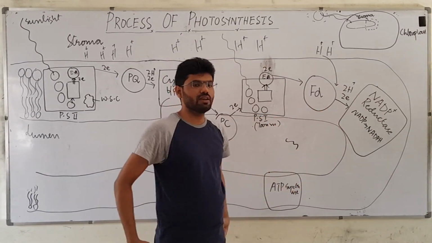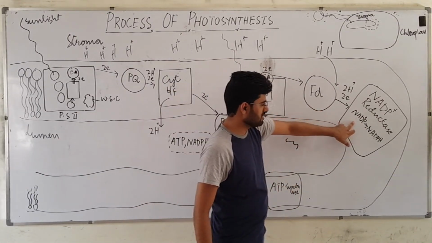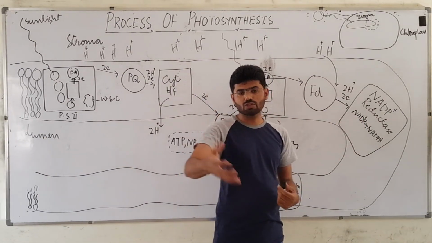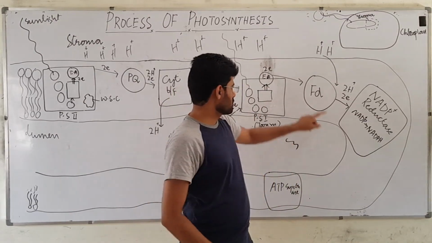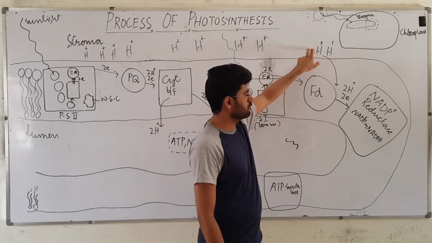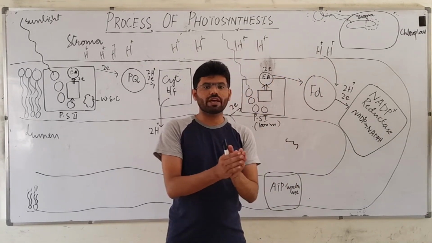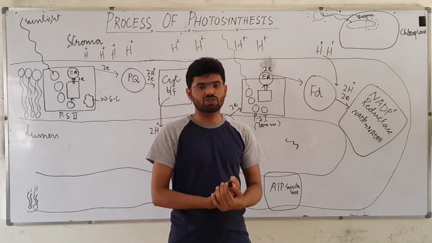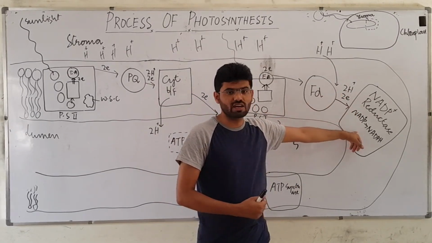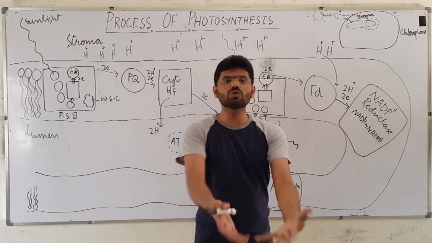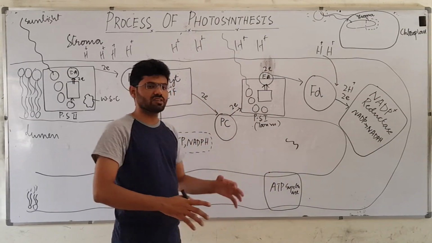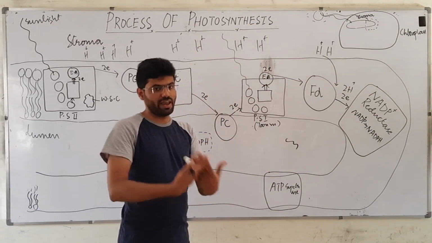They both were given to NADP plus. How were the two hydrogen atoms made? The two electrons of this PS and the two protons from the stroma, when they combined together, formed the two hydrogen atoms. So those two hydrogens are given to NADP plus to reduce NADP plus, because this whole chemical reaction is the name of oxidation and reduction.